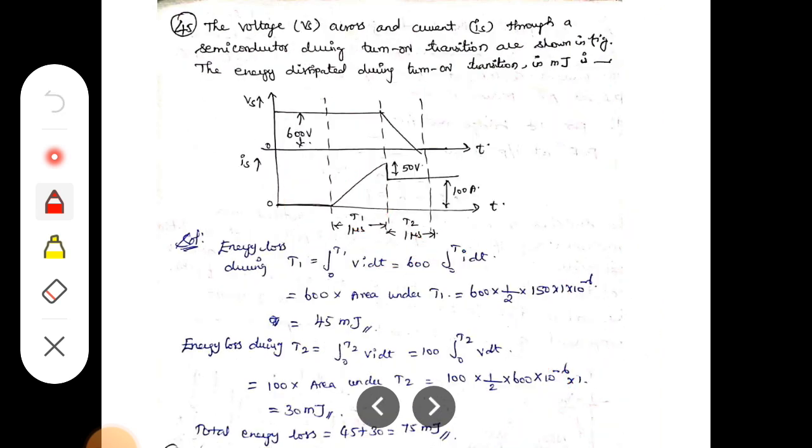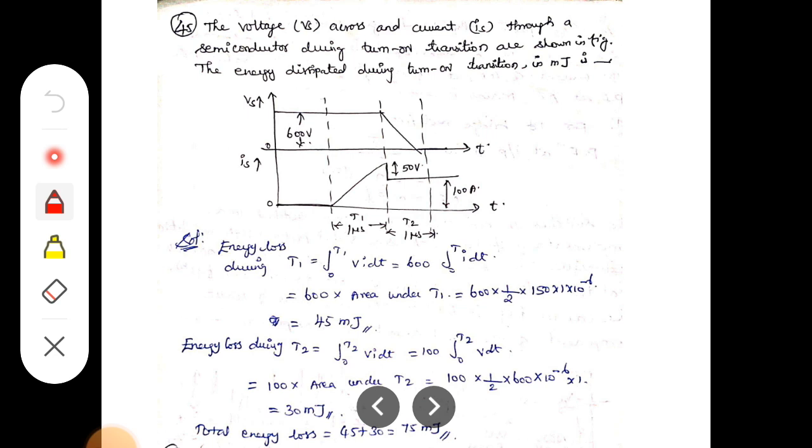So next problem. The voltage Vs across and current Is through a semiconductor during turn-on transition are shown in the figure. The energy dissipated during turn-on transition in millijoule is. So we want the energy dissipation in a semiconductor device. So they provided characteristics of V and I with respect to time.